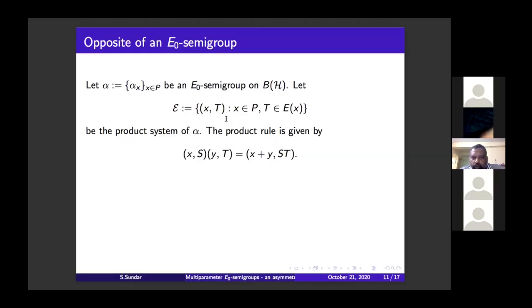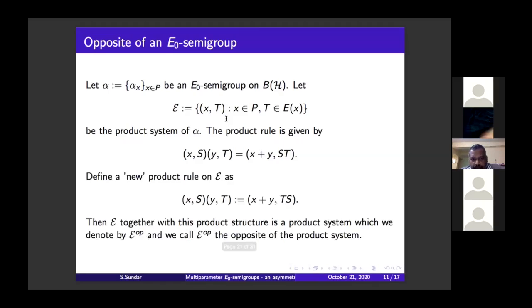I'm going to define a new product rule by flipping t and s. So define a new product rule on E as (x, s)(y, t) is (x plus y, ts). In the previous line, you have st, now you have ts. You are just flipping the product, so it is the opposite. E is again a bundle of Hilbert spaces, and you have a product, so that is a product system. This product system, I call E opposite. We call E opposite the opposite of the product system.